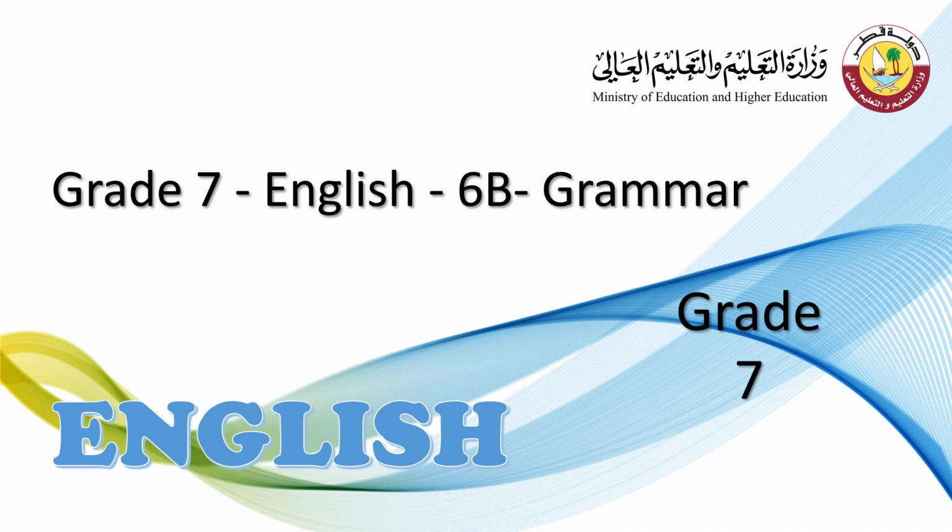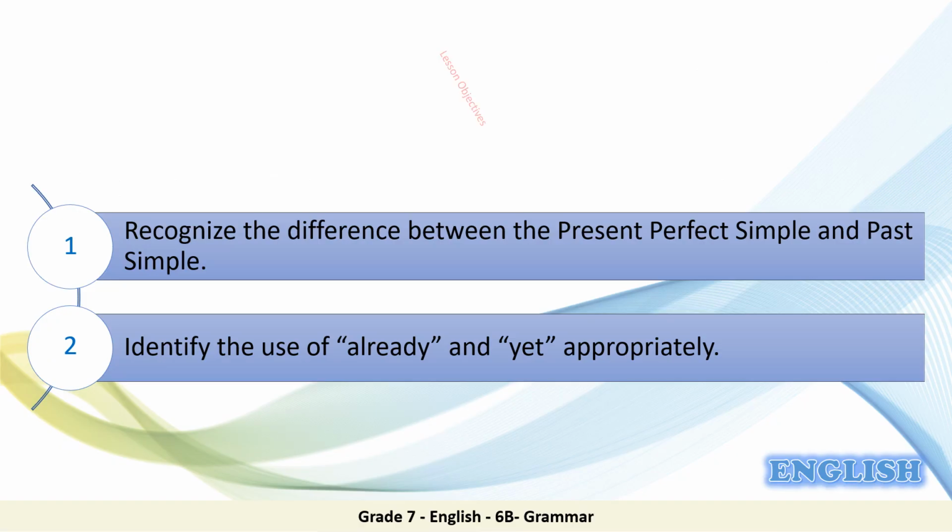Our lesson today is 6B Grammar. Today we have two objectives. 1. Recognize the difference between the present perfect simple and past simple. 2. Identify the use of already and yet appropriately.